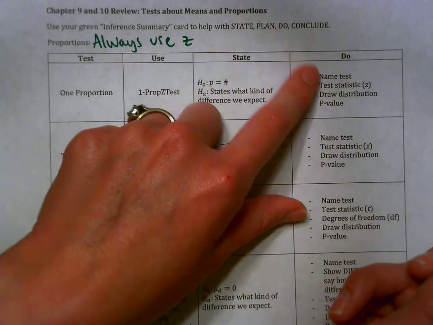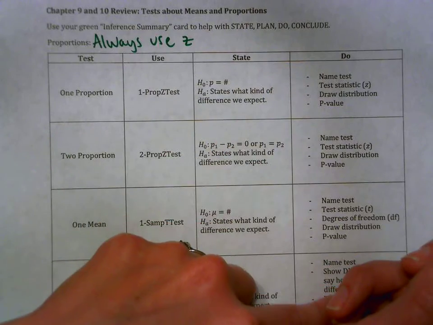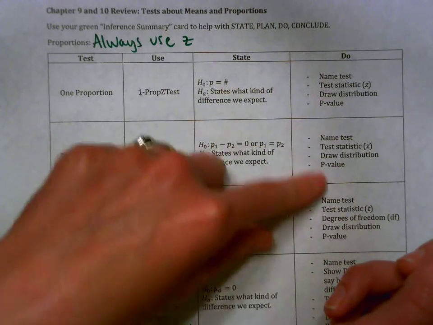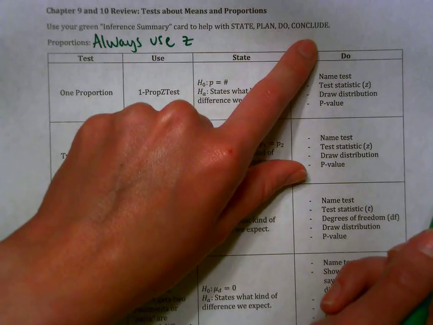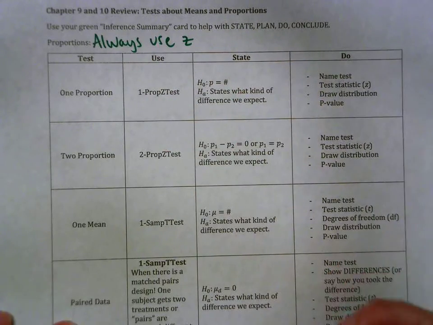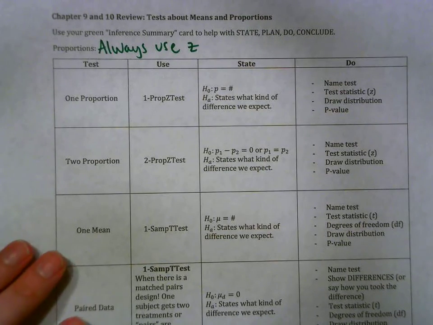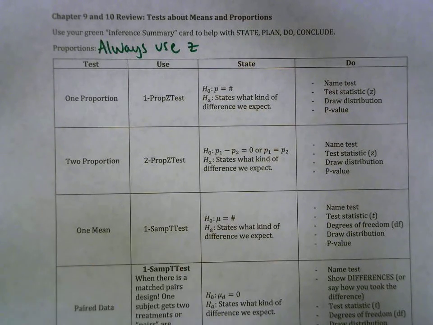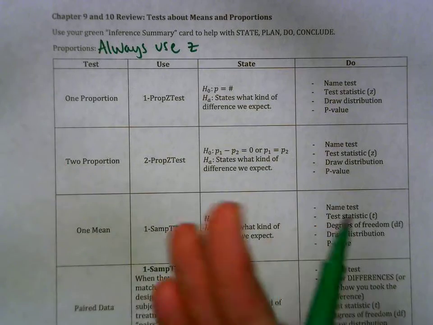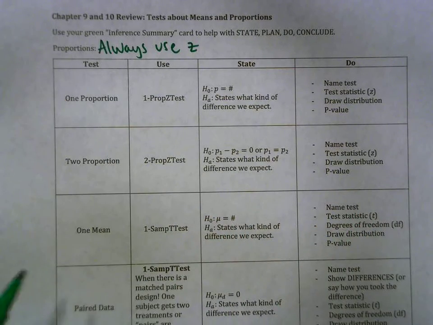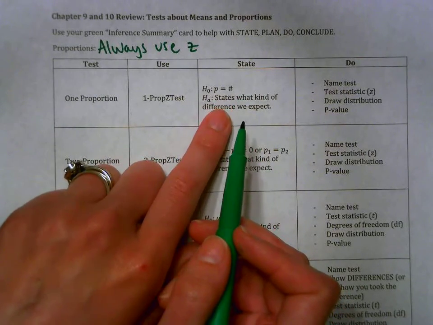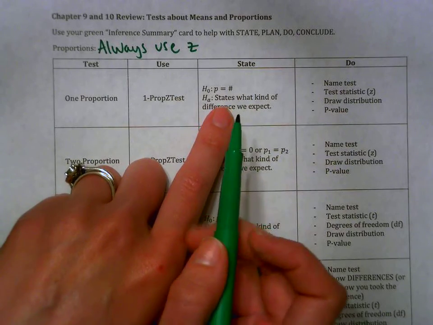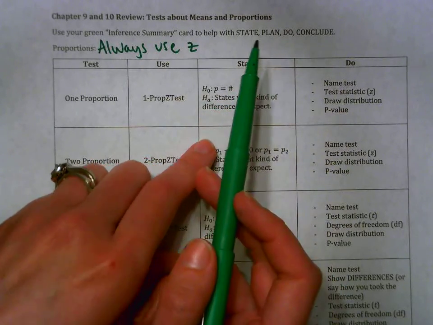And your do, you would do it in your calculator and get these things and write them all down and label everything and make sure you named your test either in the plan or the do, it doesn't matter. And then your conclude is that format that we should all be comfortable with by now. Since the p-value is less or greater than alpha, we reject or fail to reject H0, and we do or do not have convincing evidence for Ha, but you write out whatever Ha was in words. So again, if you don't remember, please let me know.